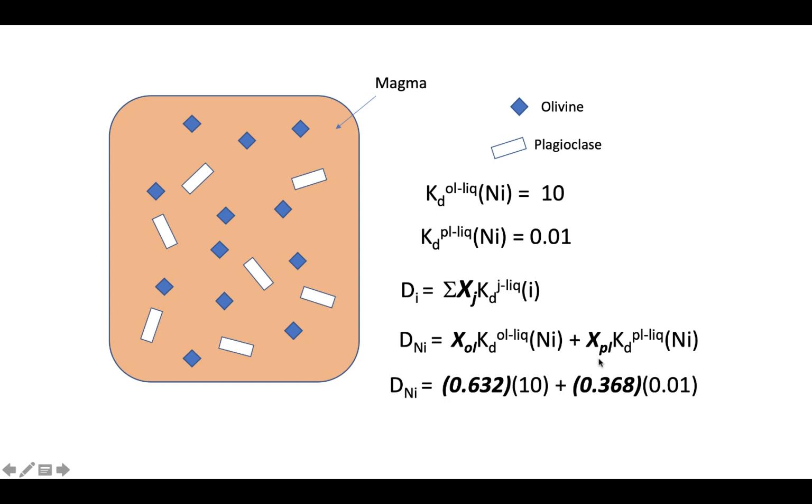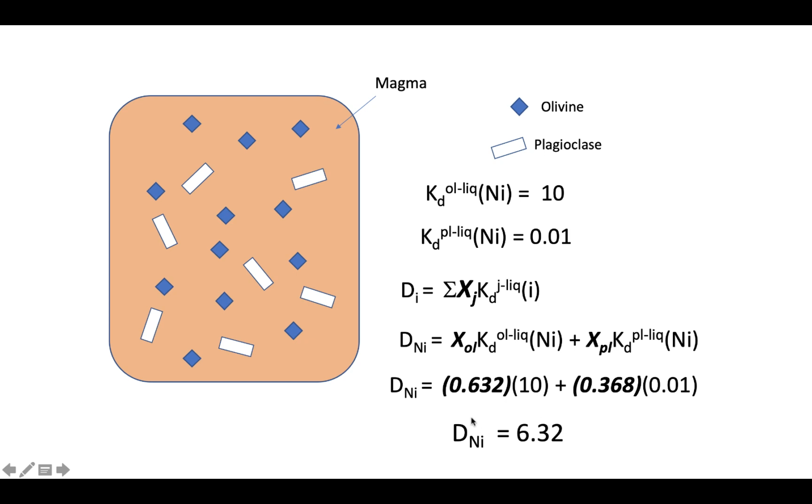To put some numbers on this, the D for nickel, the bulk distribution coefficient, would be the amount of olivine, which we found earlier was 63.2%, multiplied by its partition coefficient, which is 10, plus the product of the amount of plagioclase, which is 36.8%, multiplied by its partition coefficient, which is 0.01. When we do that calculation, we find out that the bulk distribution coefficient for nickel is 6.32.